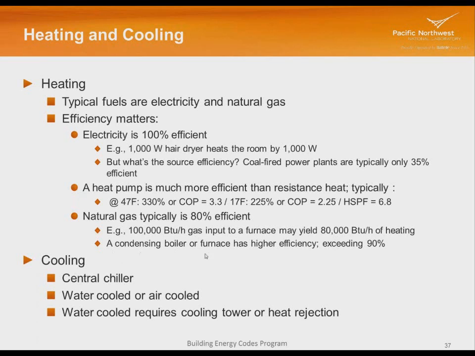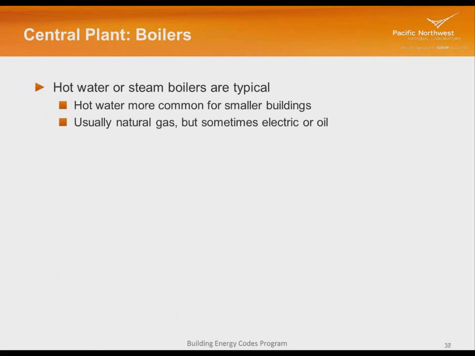Now, condensing boiler furnaces have much higher efficiency, exceeding 90%, maybe even up to 97%, and those are getting more popular, and you may well see those. Again, they're going to certainly meet code as a high efficiency item. Cooling, we have a central chiller. Now that chiller can be water-cooled or air-cooled. We'll see a couple of those in a minute. Water-cooled requires an additional item called a cooling tower for heat rejection, whereas in an air-cooled chiller, we've got fans built in, just like on our packaged unit.